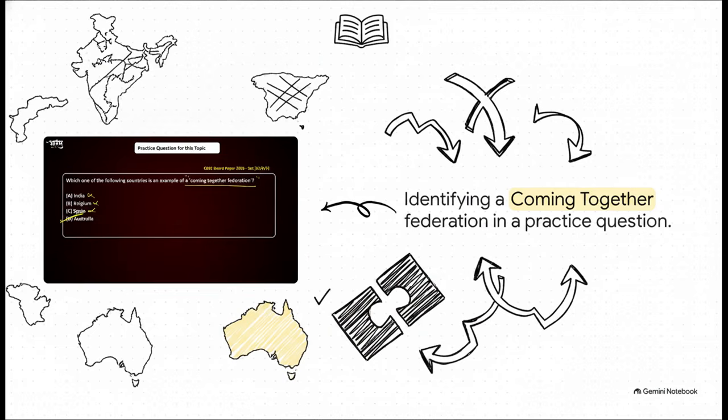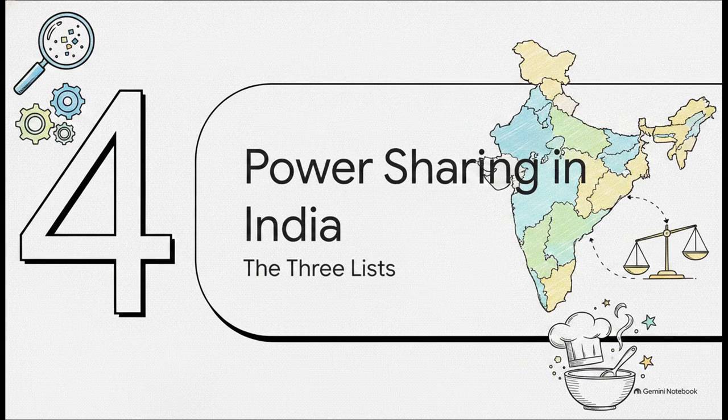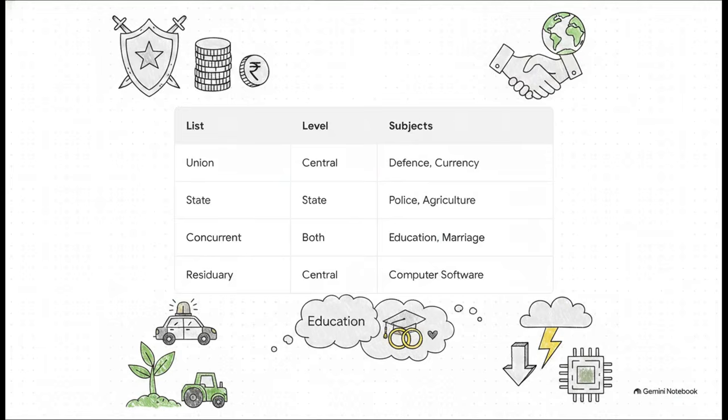See how that works? All right, Section 4, Power Sharing in India. Let's zoom in. The Indian Constitution brilliantly organizes power into a 3-fold distribution system. First up is the Union List. These are matters of absolute national importance. Think defense, foreign affairs, currency, where we need a uniform policy across the whole country. Only the central government makes these laws.